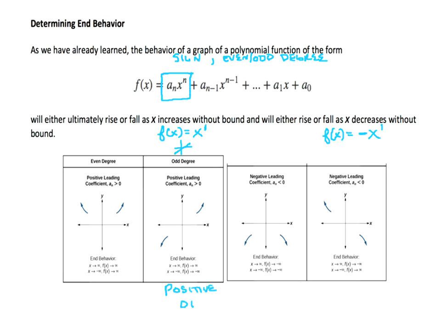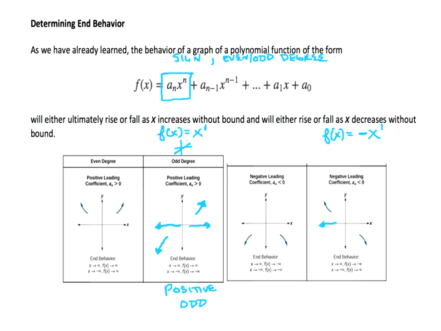That's going to be the same for any positive odd. Positive is my sign, odd is my degree. This is a positive odd. It's going to fall left and rise right. In other words, as x moves into negative infinity, f(x) moves into negative infinity as well. And as x moves into positive infinity, f(x) moves into positive infinity as well. Okay, let's look at negative identity.